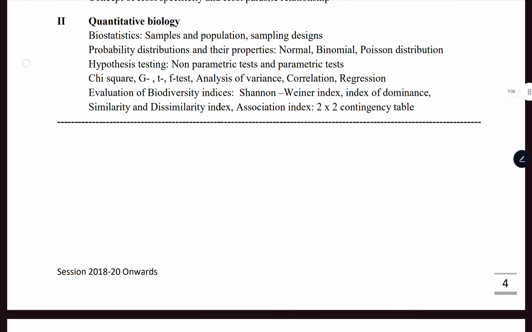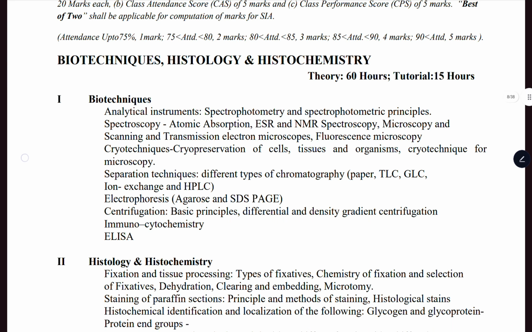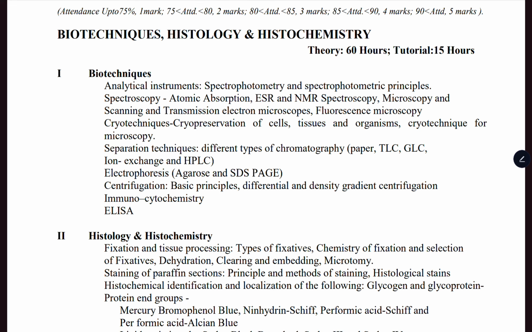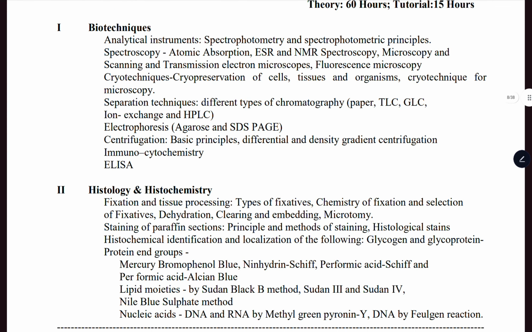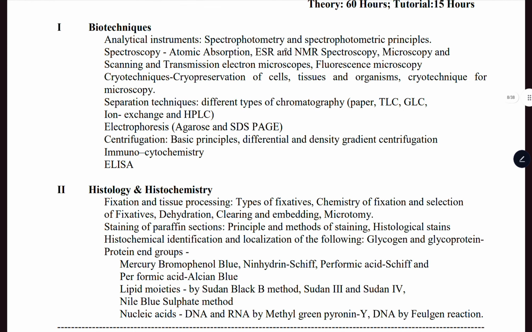And in paper 103, we have biotechniques, histology, and histochemistry. In paper 103, we have two units: biotechniques and histology and histochemistry. In biotechniques, we have to study spectrophotometry and spectrophotometric principles, spectroscopy, atomic absorption, ESR, NMR spectroscopy, microscopy and scanning and transmission electron microscopes, fluorescence microscope, cryotechniques, cryopreservation of cells, tissues, and organisms, cryotechniques for microscopy, separation techniques.